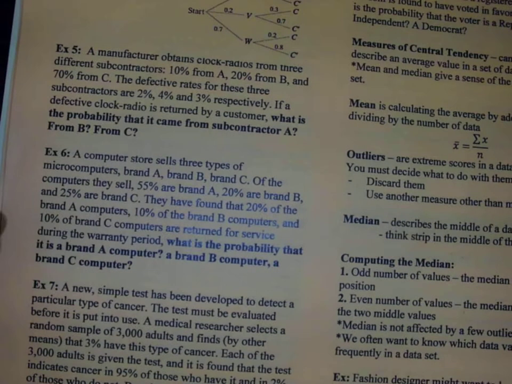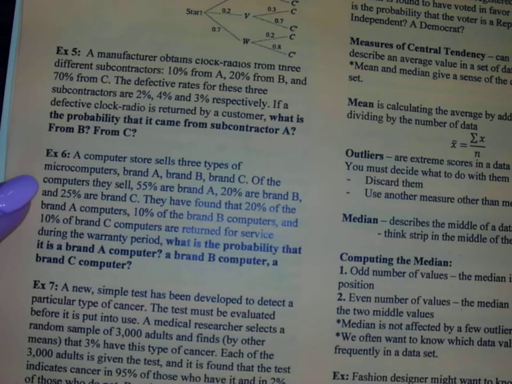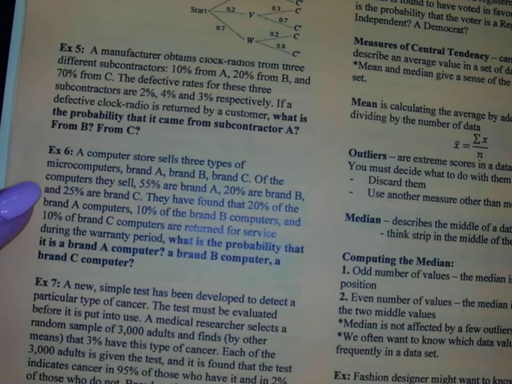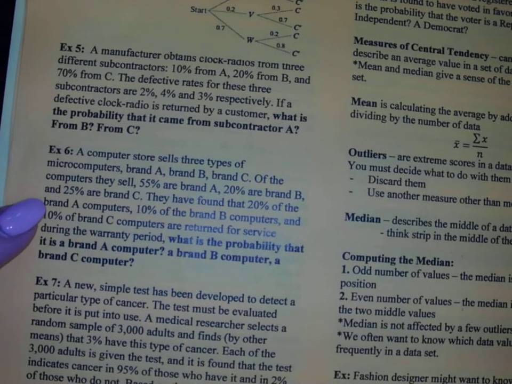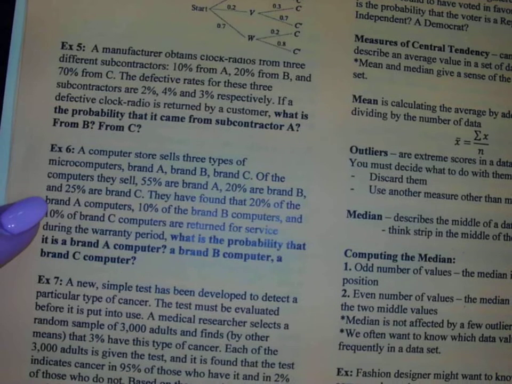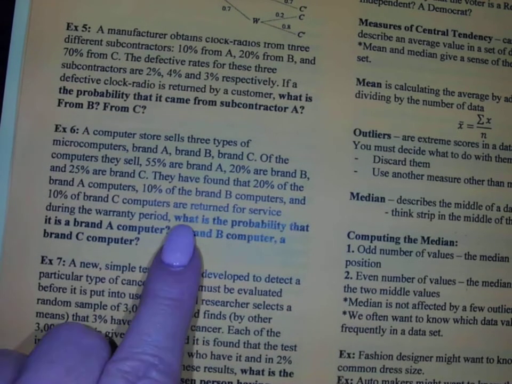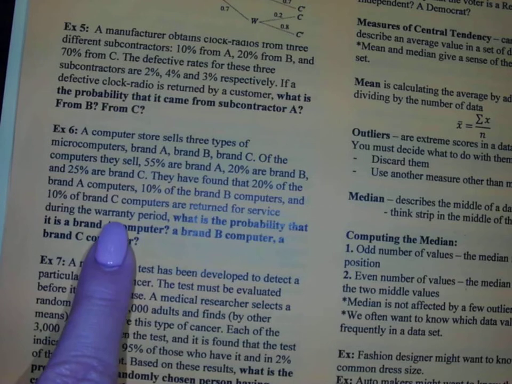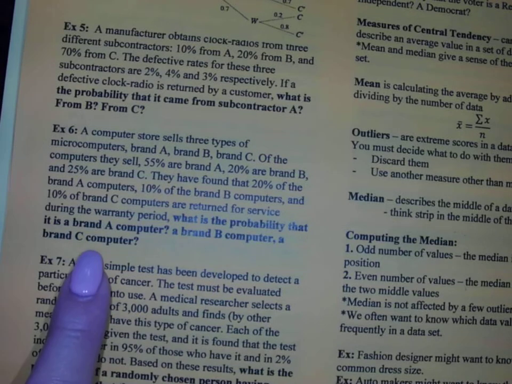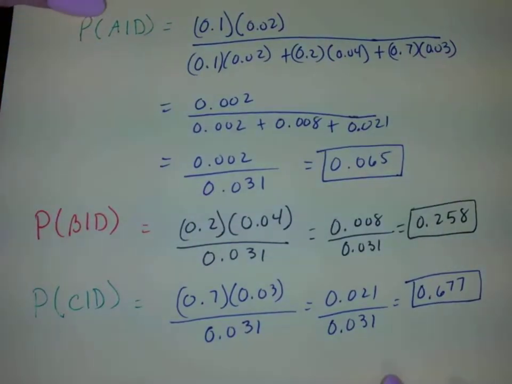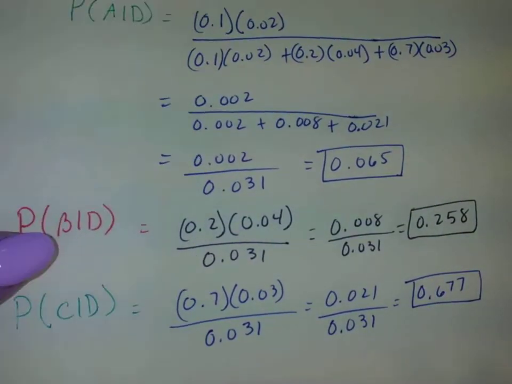We are looking at a computer store that sells 3 types of microcomputers, brand A, B, and C. Of the computers they sell, 55% are brand A, 20% are brand B, and 25% are brand C. They have found that 20% of the brand A computers, 10% of the brand B, and 10% of the brand C computers are returned for service during the warranty period. What is the probability that it is a brand A, brand B, or brand C computer? So we're kind of doing the same thing, so we're going to draw another tree diagram. This will be example 6.